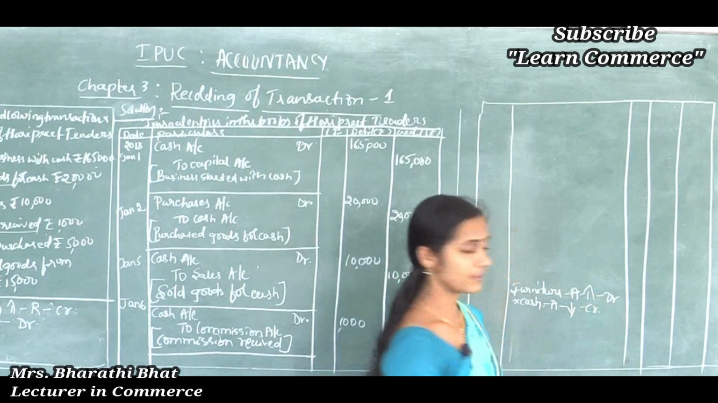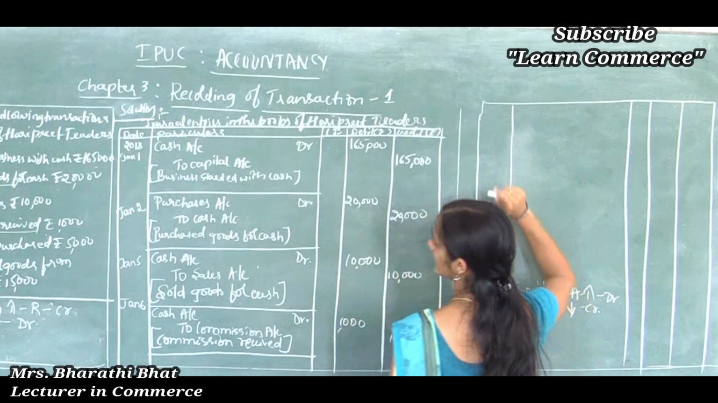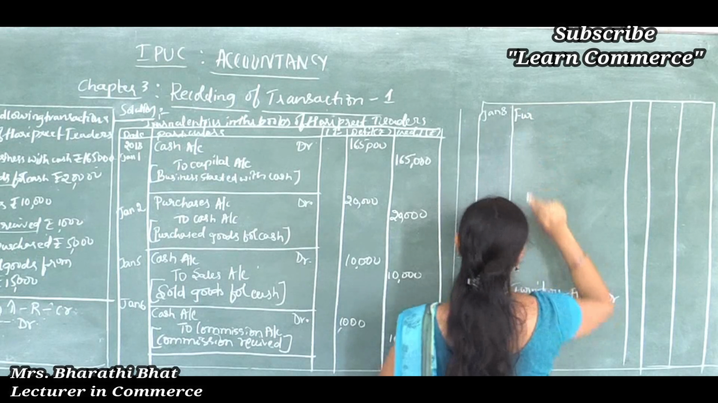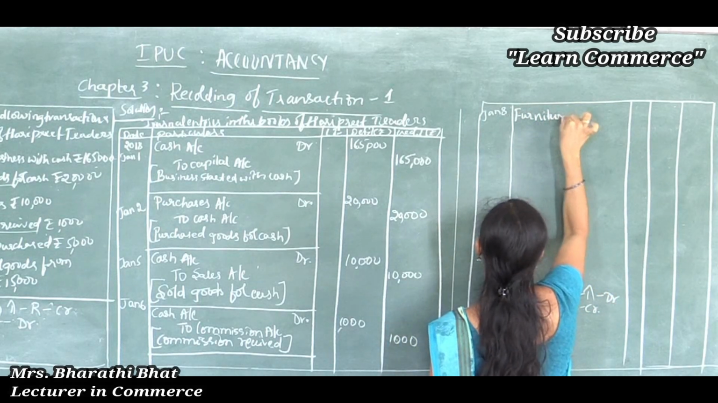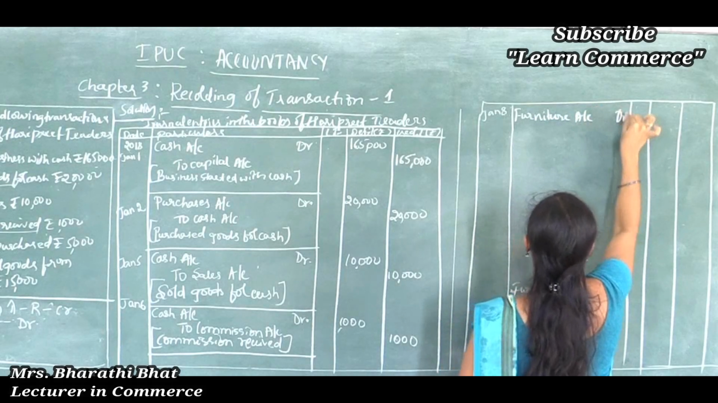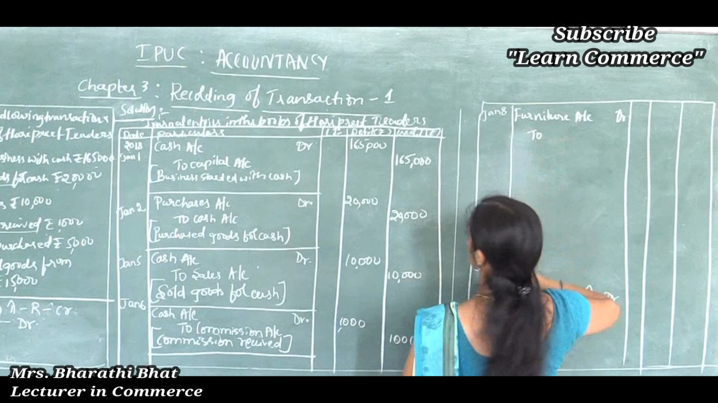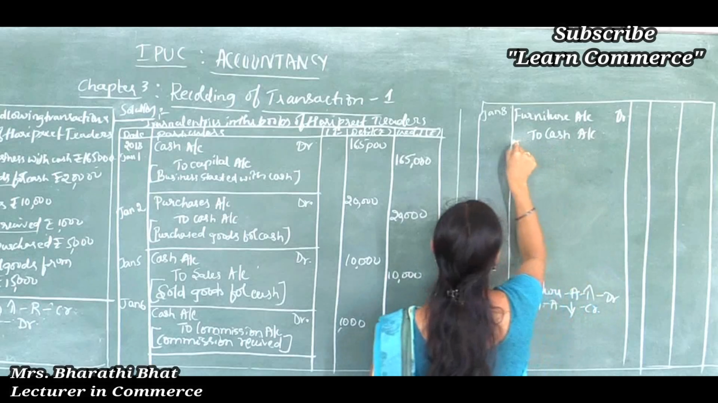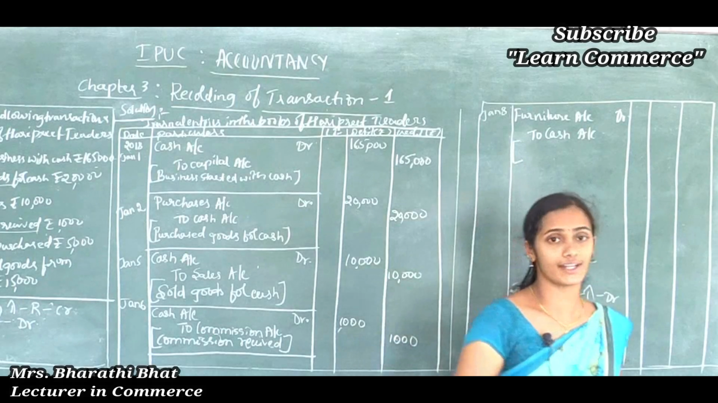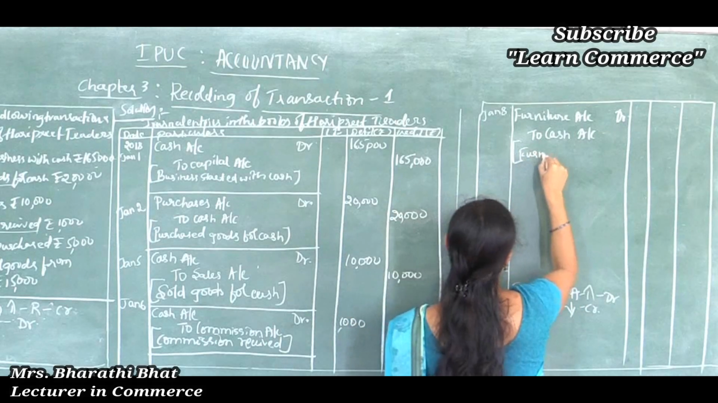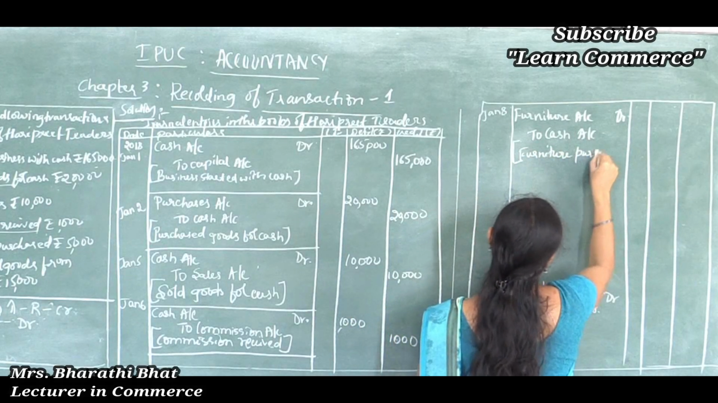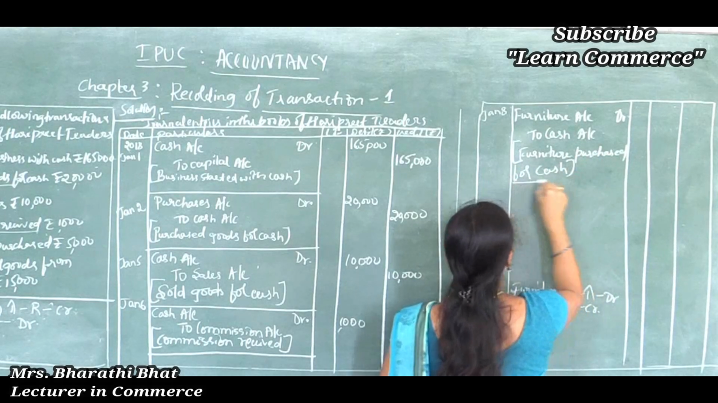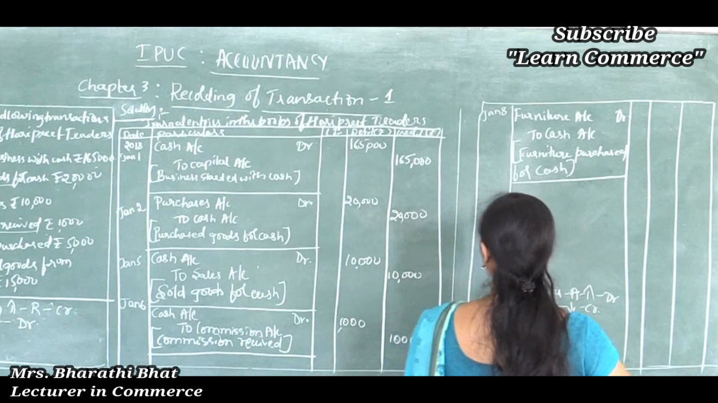So we should write the debit aspect in the first line. Date January 8. Which account shows increased value? Furniture. So furniture account debited to cash account. To cash account. So in bracket, how can we write the narration? Furniture purchased for cash, or purchased furniture for cash. And what is the amount? 5,000.